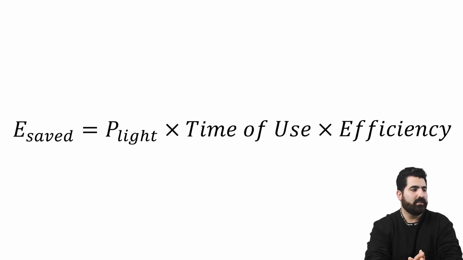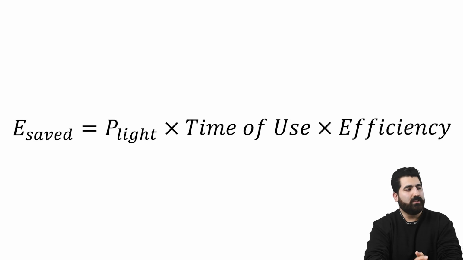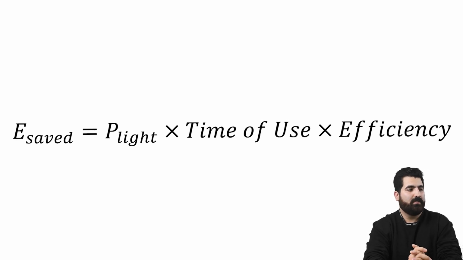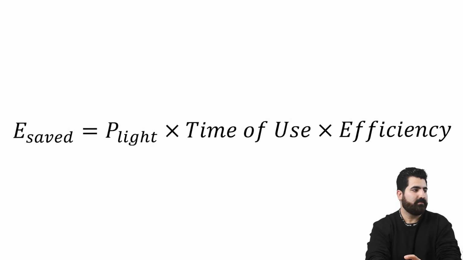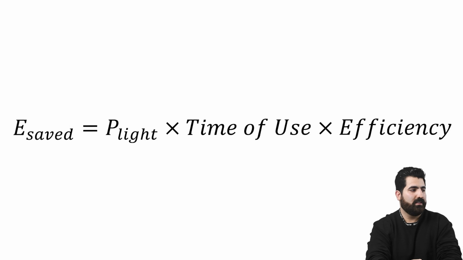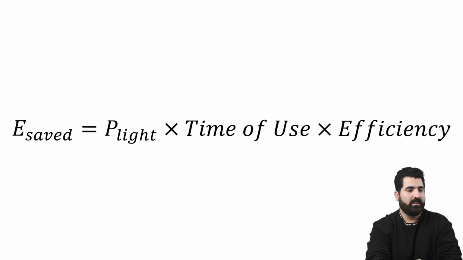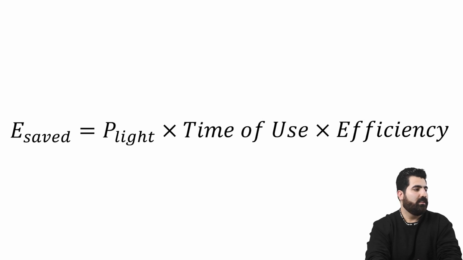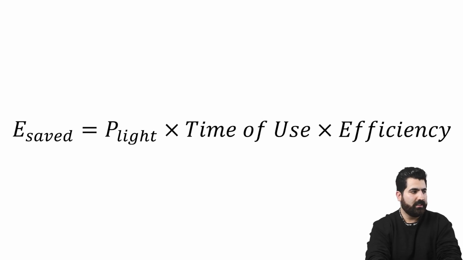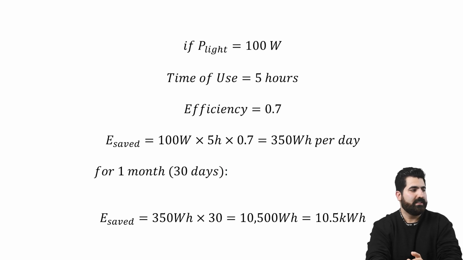The energy saving from solar tubes, or E saved, is equal to P light multiplied by time of use multiplied by efficiency. E saved is energy saving, and the unit is kilowatt hour, and P light is power required by artificial lighting, and time of use is the time the lighting is used, and efficiency is the efficiency of the solar tube or solar pipe system.